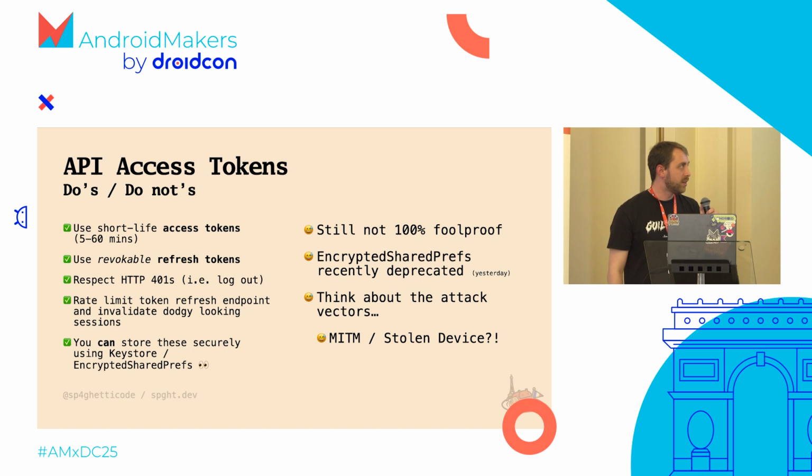Or does the device need to be in the hands of the attacker, which presents a whole range of other problems, right? If the attack vector that we need to be concerned about requires physical access to the device, is encrypted shared preferences going to solve that problem? Probably not, right?